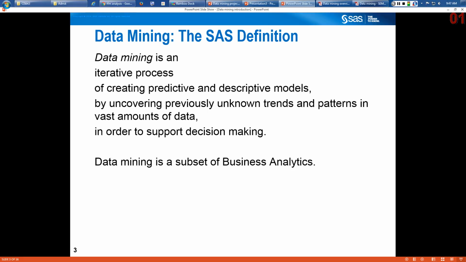And of course, the whole objective is to help the decision makers do the job in a more efficient and better way. So supporting decision making is the purpose. And data mining is a subset of business analytics. Business analytics also includes reporting, but data mining is more statistics and computer science oriented. Reporting is more about data summarization, aggregation.